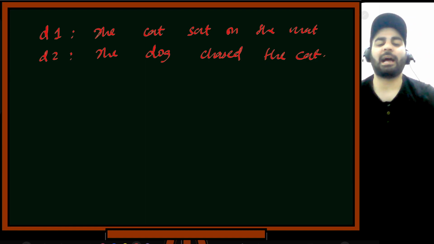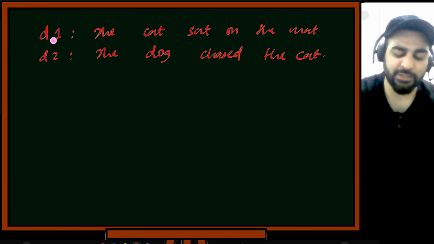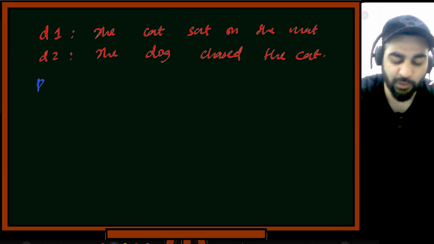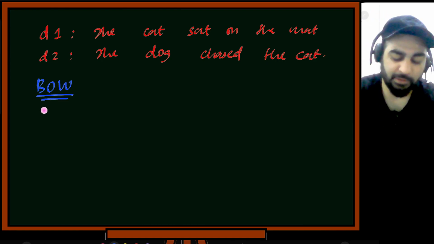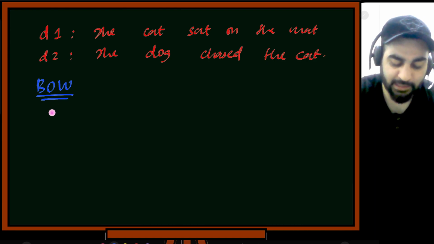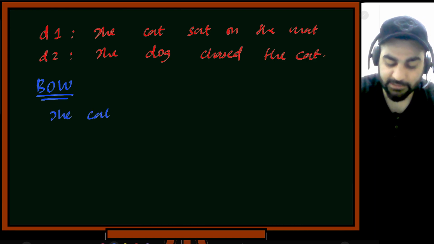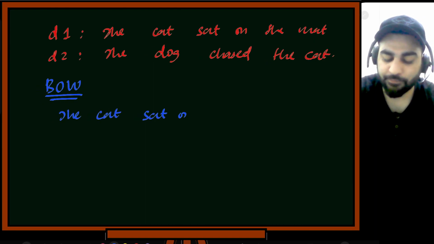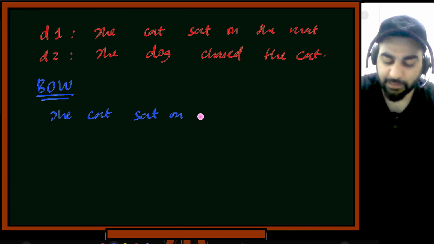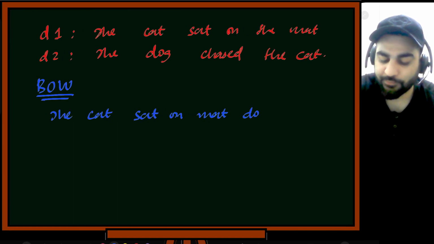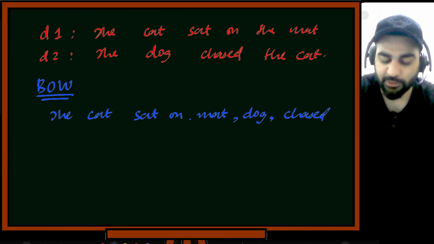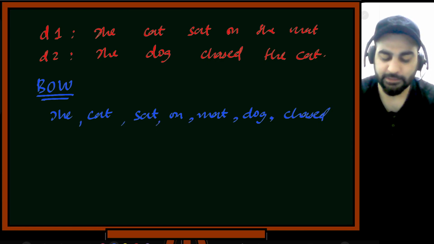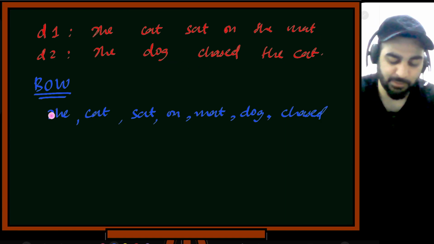My point is that I have to create vector representations of D1 and D2. So I said, what is bag of words? In bag of words, what will I do? I'll first create a vocabulary. In the vocabulary, there is the, cat, sat, on, mat, dog, chased. I don't think I missed any word. Okay, this is my vocabulary.